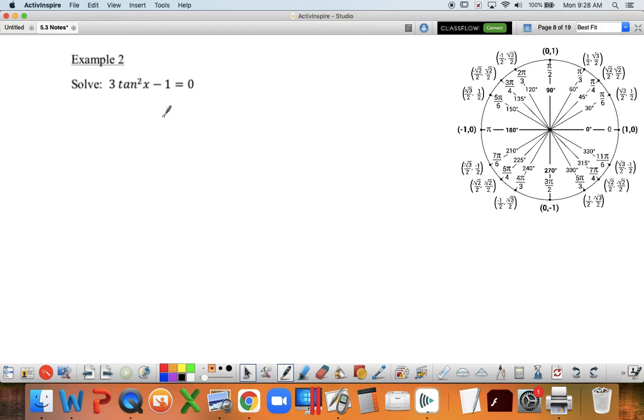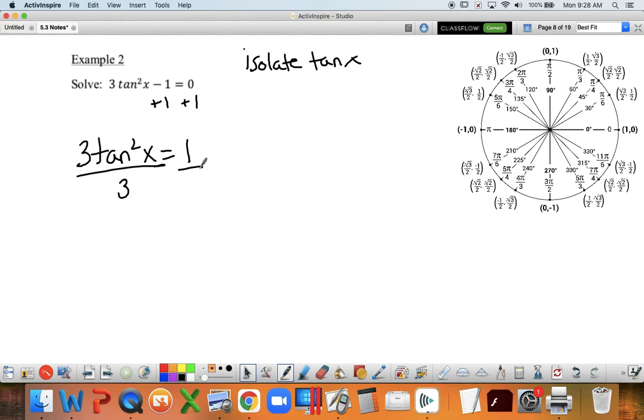3 tan squared x minus 1 is equal to 0. I want to isolate the tangent of x. So the first thing I'm going to do is I'm going to add 1. So I get 3 tan squared x equals 1. Then I'm going to divide by 3. So I get tan squared x equals 1/3.